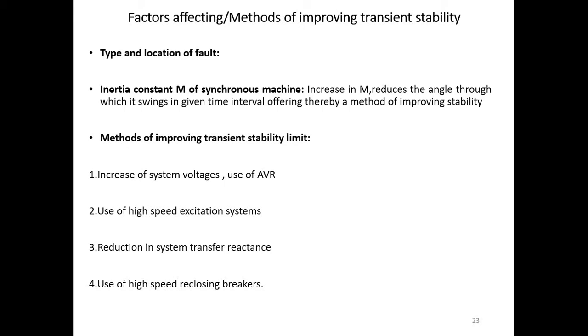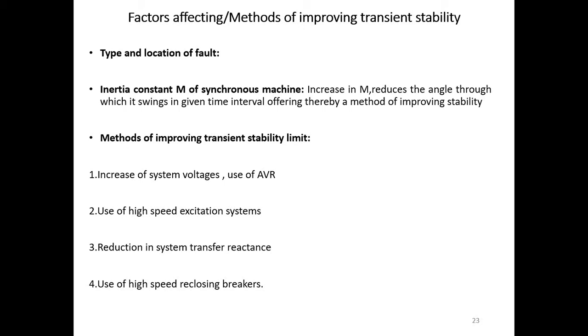The first factor which affects the transient stability is nothing but type and location of the fault. Because in case of the transient stability, mostly we consider the different types of fault, like sudden change in the mechanical input, then short circuit on one of the parallel lines, then short circuit at the middle of the line, etc. And the location, whether that fault occurs at one end of the line, at the middle of the line, or at the receiving end of the line, that location also matters while deciding the transient stability.